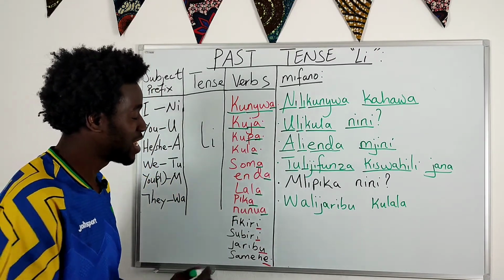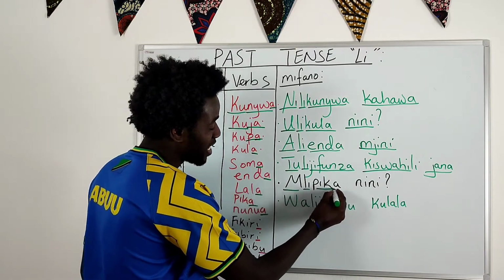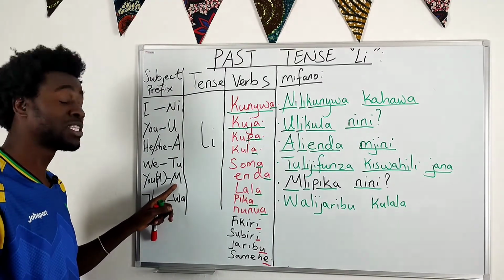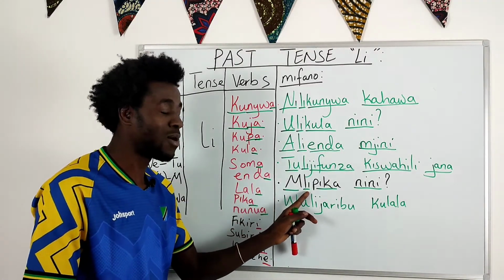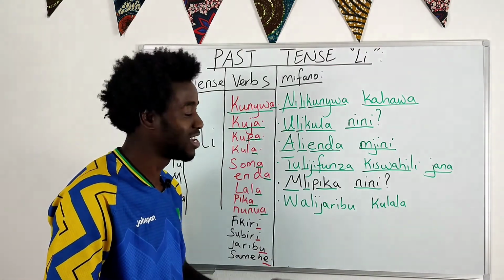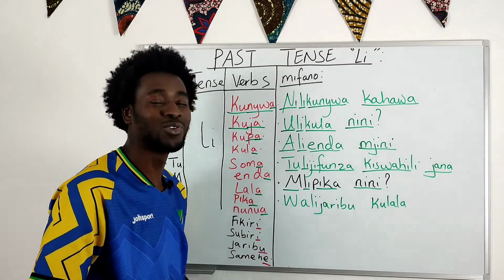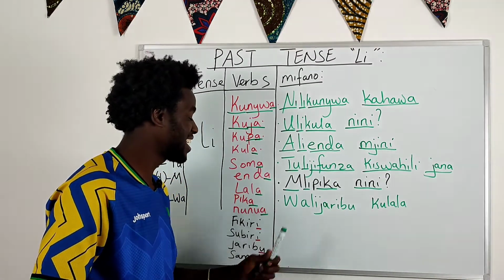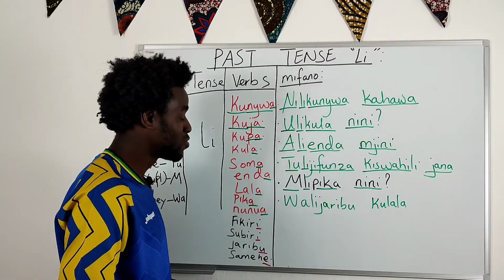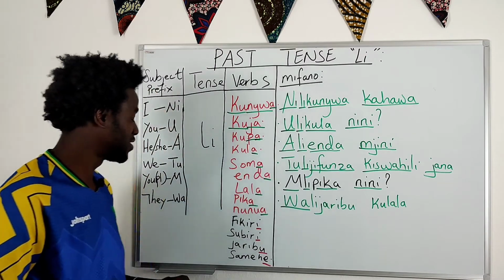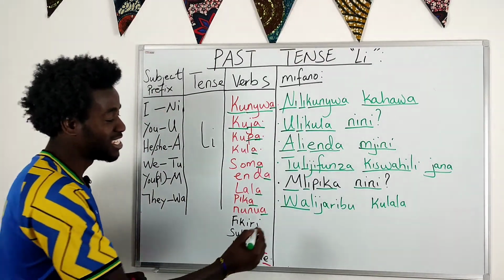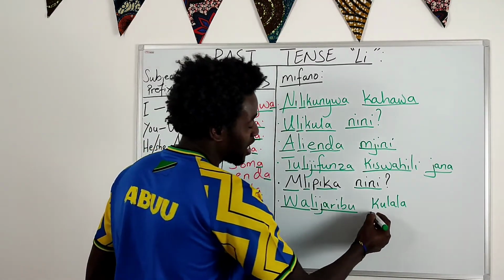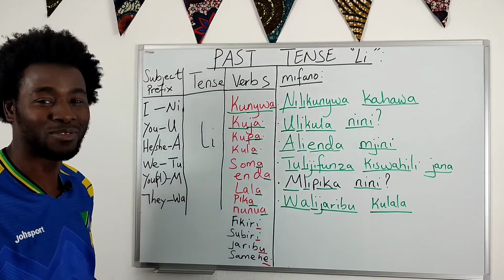And next is mlipika nini. Mlipika nini. Mlu stands for you, but the plural, and li our past tense, and pika, cook, and nini, what. So what did you cook? Mlipika nini. And the next is walijaribu kulala. Wa represents they, and li, of course, our past tense, and jaribu, this is try, and kulala, this is to sleep. So they tried to sleep.